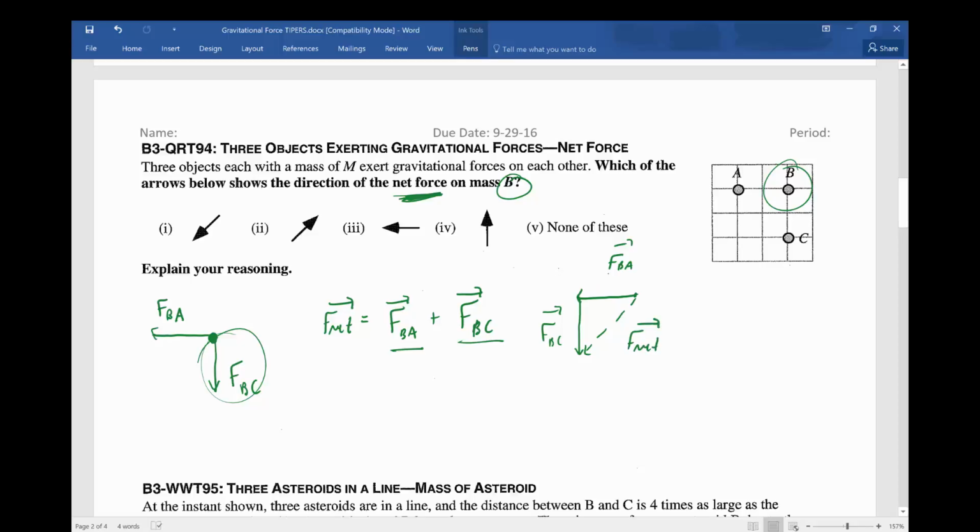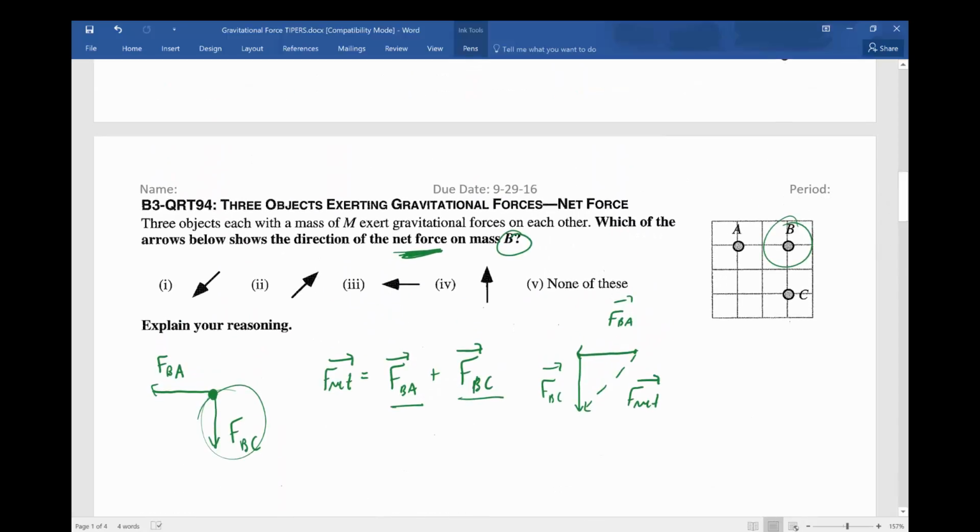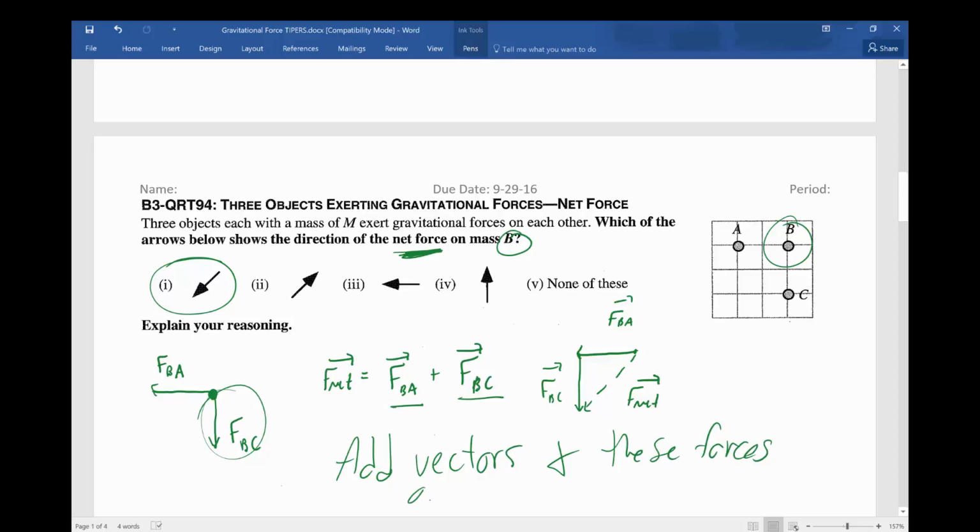In this example, we can see that the direction of this net force is going to be consistent with option number one. Your reasoning would be to add vectors, and these forces are attractive. Remember that gravitational force cannot be repulsive.